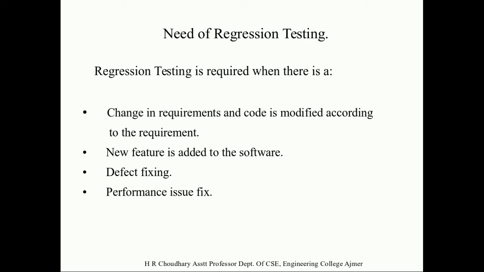The second one is when a new feature is added to the software. If we add a certain feature to the software, we need to check whether other parts are affected due to that feature or not, so for that we are required to move for regression testing. Or when we get any error or defect fixing. If we get any error or fault in the software and we fix that defect, we need to check whether it is affecting other modules or not, so at that time we should also go for regression testing.